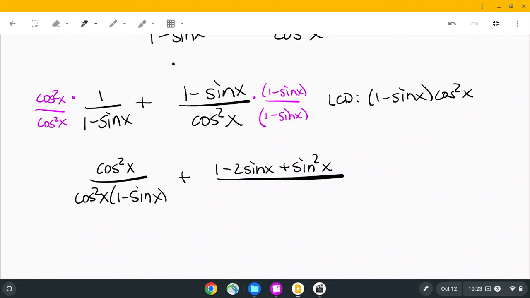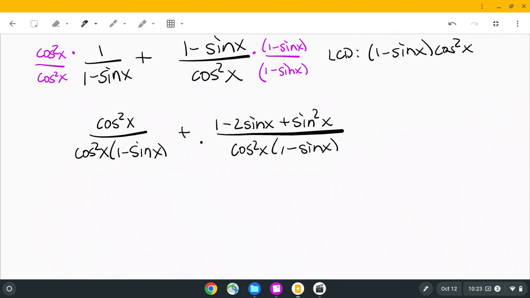That's if you FOIL. If you don't understand how I got this, you have to do 1 times 1, 1 times sine, sine times 1, sine times sine, and then combine like terms. This is what you'll get. And then here, cosine squared x times 1 minus sine x. I have the same denominator, so I can add these two together.